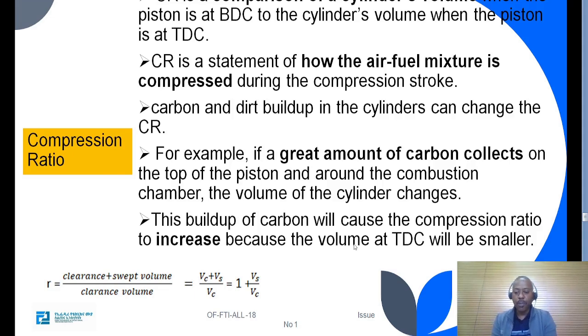We can calculate the compression ratio by using the following equation. The compression ratio is equal to clearance volume plus swept volume, divided by clearance volume. The clearance volume is represented by Vc and the swept volume is represented by Vs. So CR = (Vc + Vs) / Vc, which is 1 + Vs/Vc.